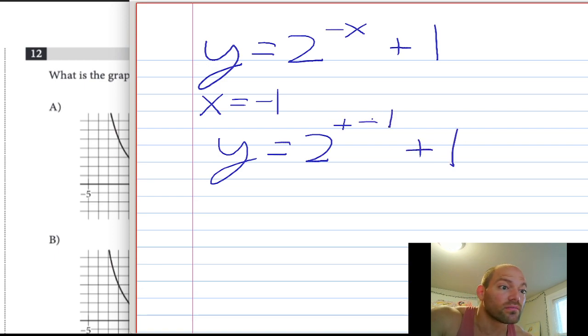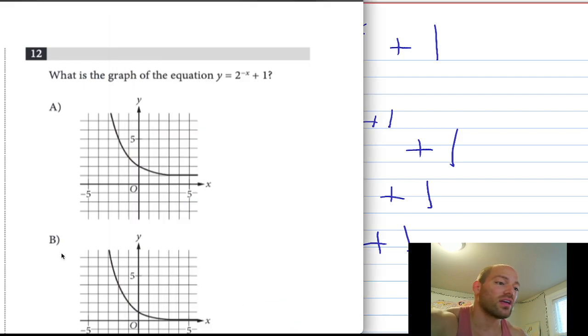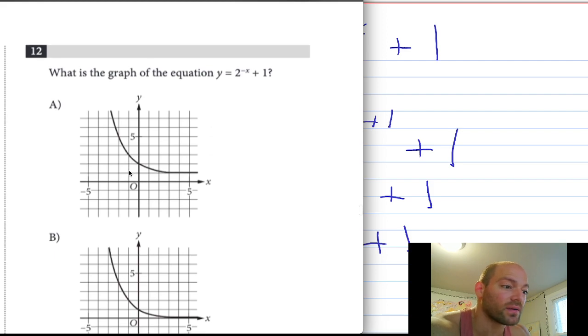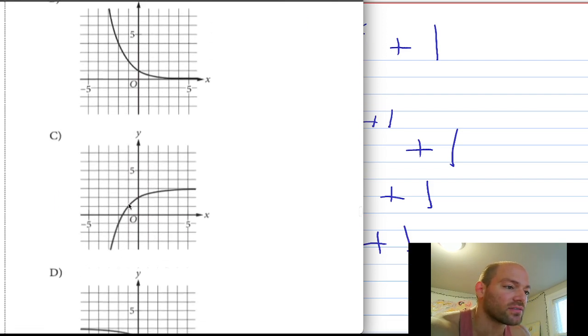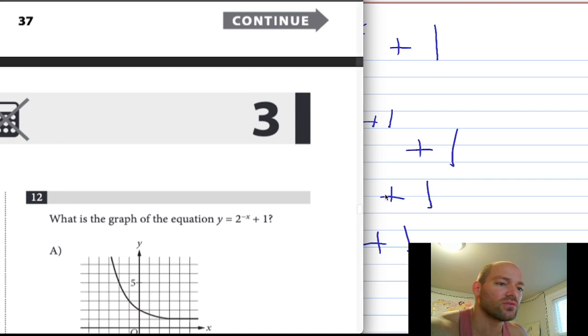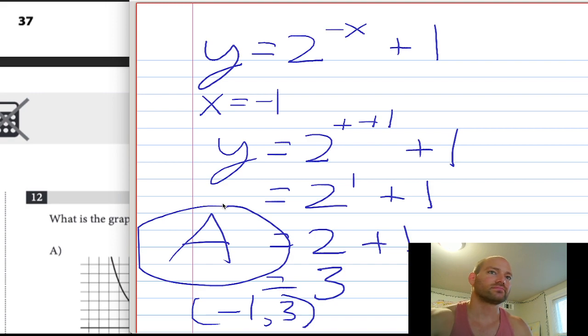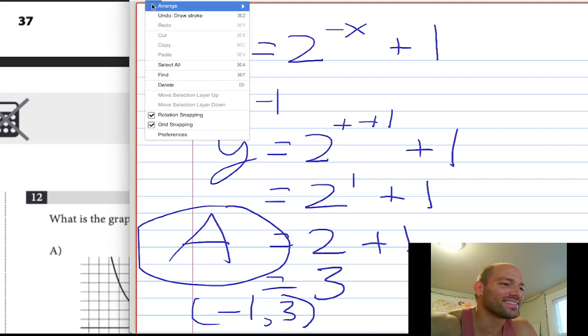Negative negative 1 is just positive 1, right? That's how that works. So 2 to the 1 plus 1 equals 2 plus 1 equals 3. So we just learned that when x is negative 1, y is 3. And now how many answer choices say that? Choice A, negative 1, 3. Look at that point right there. B, we already crossed out. C, negative 1 is not at 3. D, negative 1 is not at 3 either. So once again, A is our answer over here for number 12. Nice, right? Isn't that just so great?